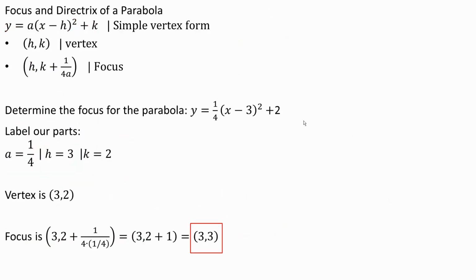And so now let's do an actual problem. So we want to determine the focus for this parabola right here. And so I would recommend, let's label the parts first. So a would correspond to 1/4, h would correspond to 3, and k would correspond to 2. And so the vertex would be (3, 2). And then the focus would be (3, 2 plus 1 divided by 4a). And a is 1/4. So we would get (3, 2 plus 1). So the focus is (3, 3).